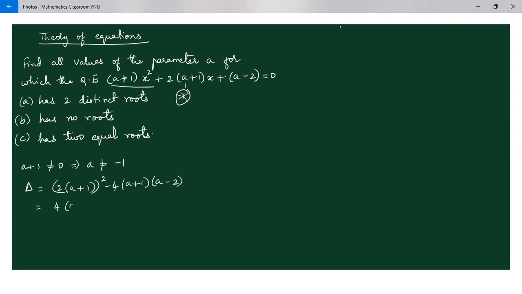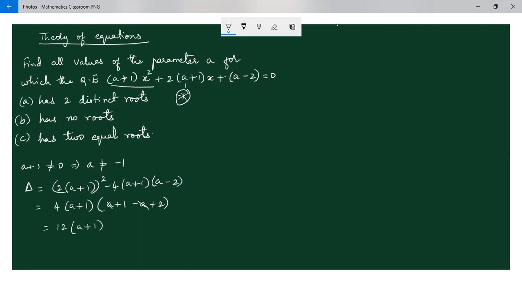So 4 multiplied by (a + 1) is taken as common. Remaining is (a + 1) and minus (a − 2), minus of minus is plus 2. So plus a and minus a will get cancelled. 2 plus 1 is 3, 4 into 3 is 12, multiplied by (a + 1).